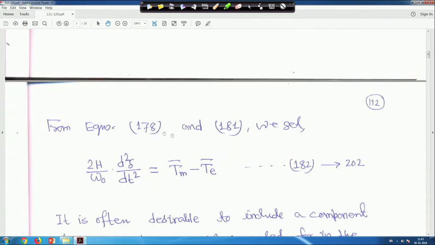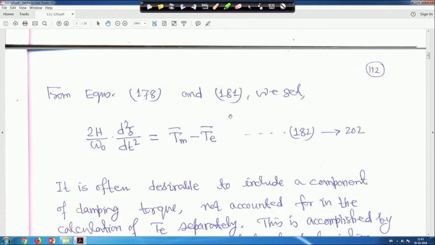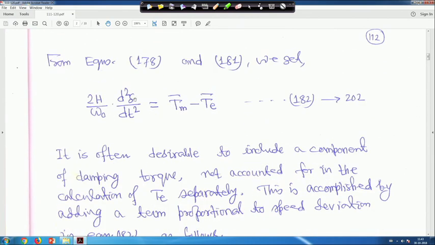From equations 178 and 181 you will get 2H upon omega 0 d square delta upon dt square is equal to T m bar minus T bar, all in per unit. This is equation 182.